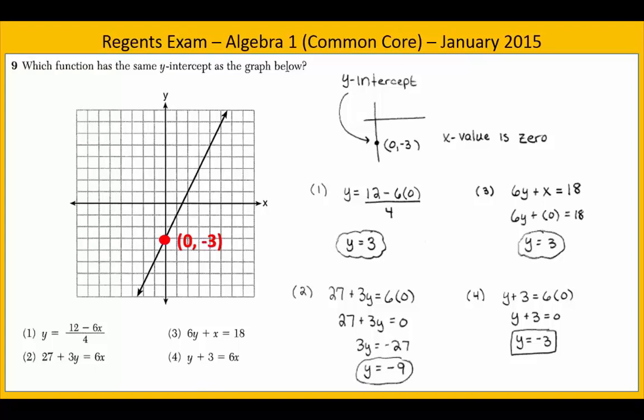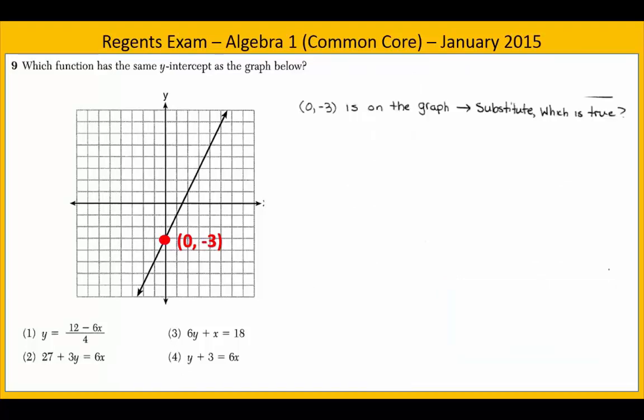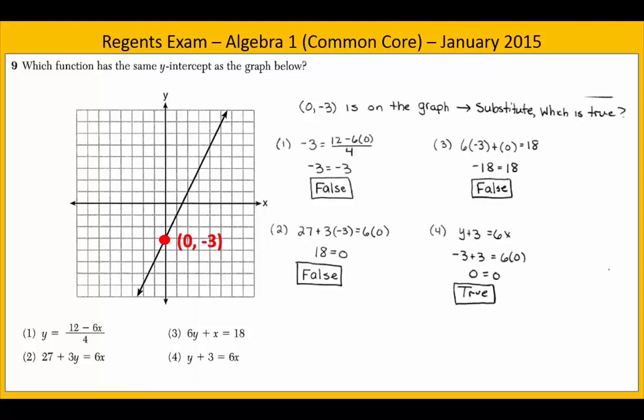When we do that, we see that we get all kinds of different y-intercepts, but only choice 4 has a y value of -3 when x is 0. And so choice 4 must be the one that has the same y-intercept as the graph does. Here's another option. (0, -3) is on the graph, and so it must be a solution to the equation that has the same y-intercept. We can substitute (0, -3) into each of the 4 equations and see which one is true. Notice that only choice 4 produces a true equation, and so choice 4 has that same point on its graph, (0, -3), and so therefore it has the same y-intercept.